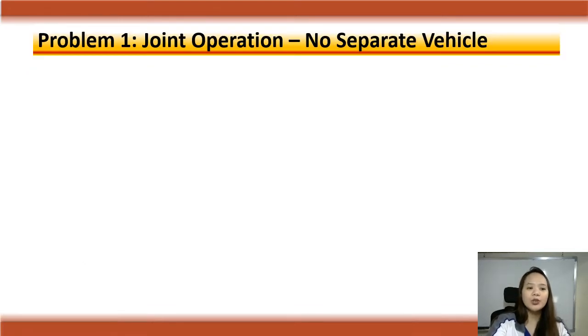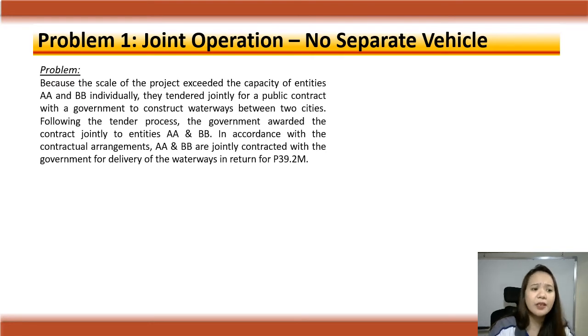Problem number one, joint operation, no separate vehicle. Kasi again, di ba, ang JO, pwede siyang may separate vehicle, pwedeng wala. Pero ang JV, lagi siyang may separate vehicle. First example, kapag yung JO mo, no separate vehicle, automatic JO siya. The problem, because the scale of the project exceeded the capacity of the entities A and B, meaning si A alone hindi niya kayang i-complete yung project, si B alone hindi niya kayang i-complete yung project.